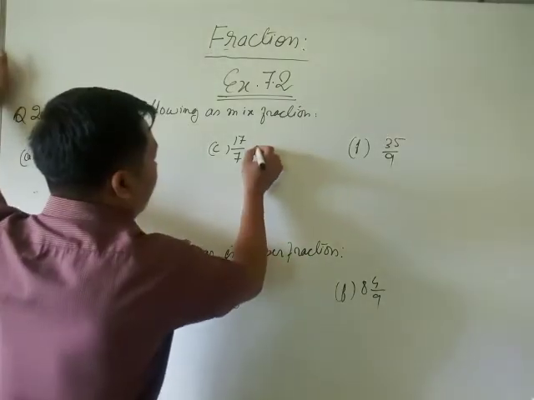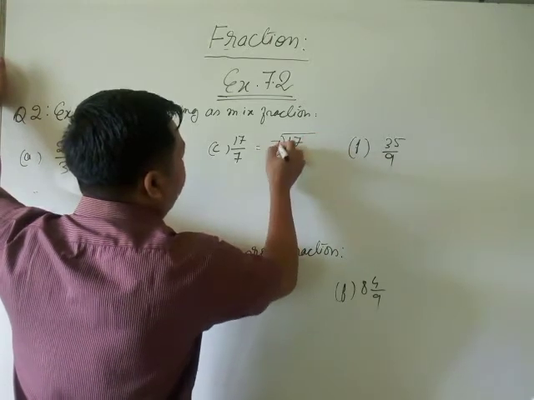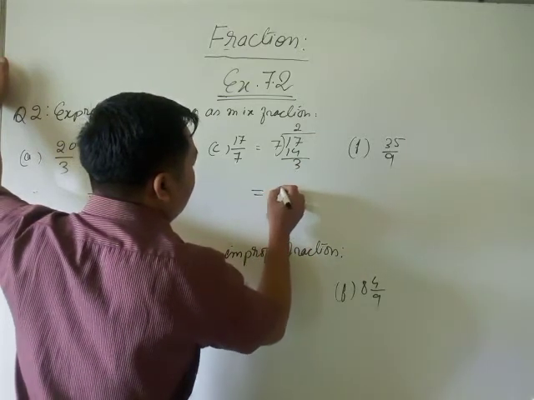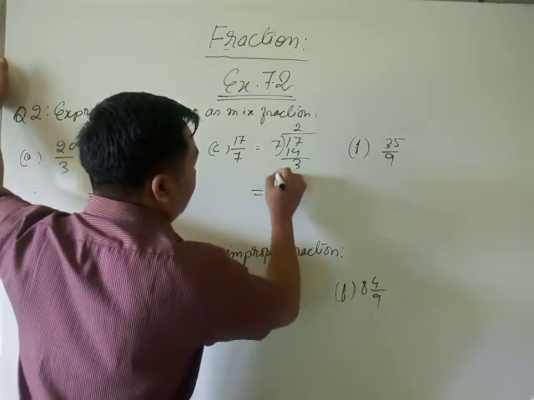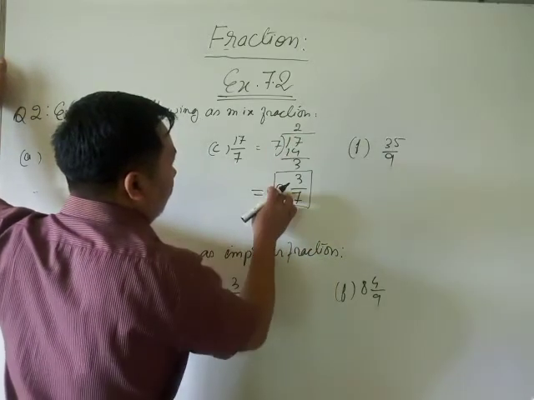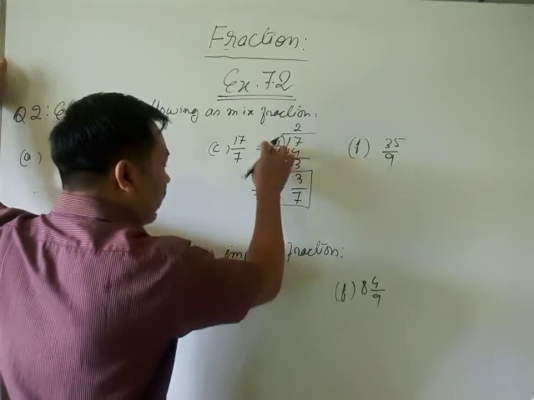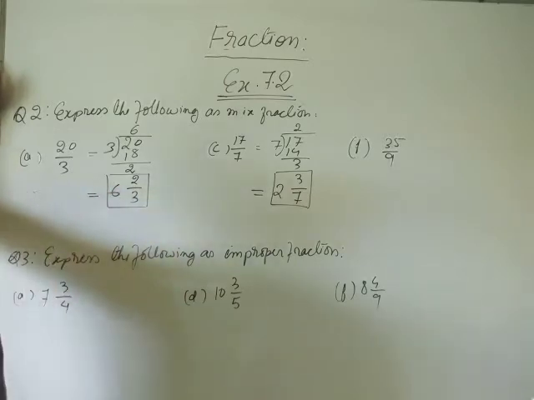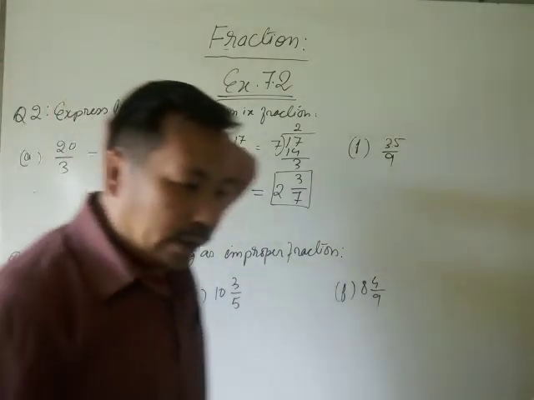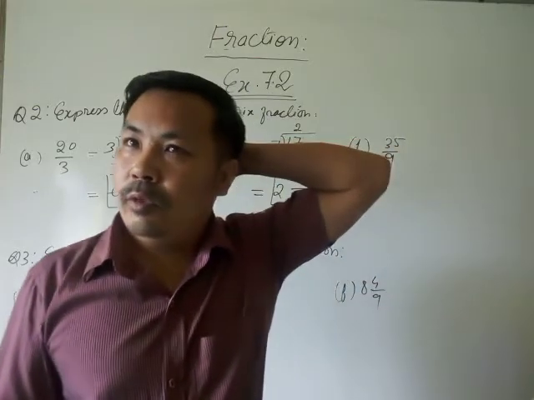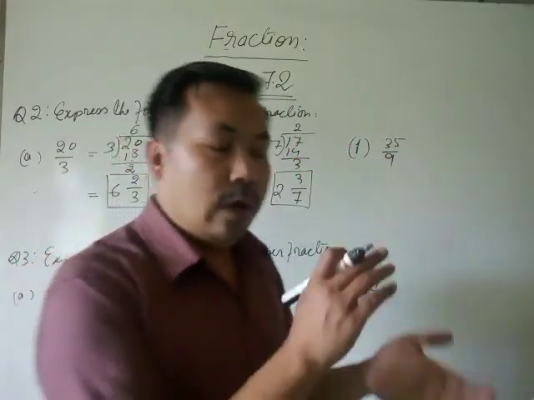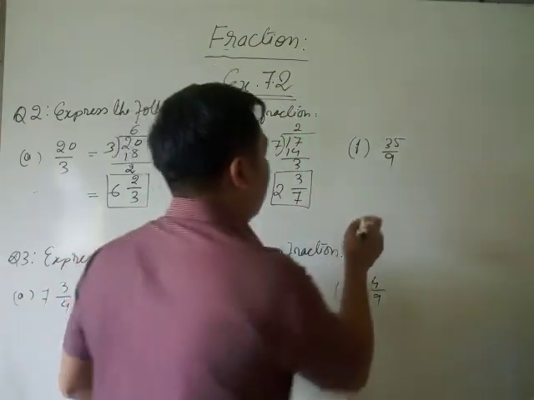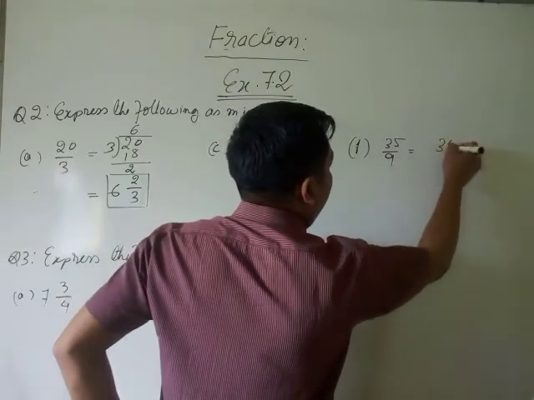Okay, next 17. Now this 17 will be divided by 7. So 7 twos are 14, remainder 3. Then the answer is 2 3 by 7. 2 here, 3 on top, then 7 will be down. As you see, the denominator will not change. Only you have to understand where we put the quotient and where we put the remainder. That's all.